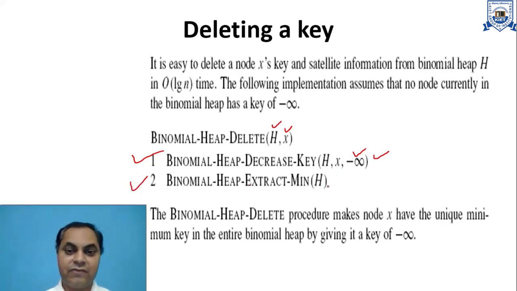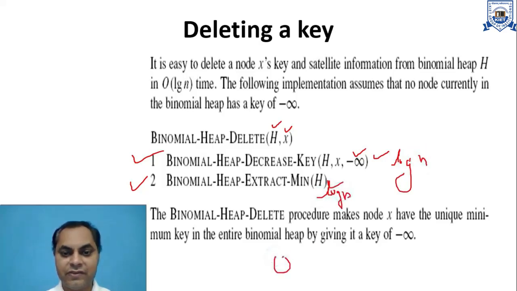What it does is remove the minimum key. We have already discussed it. So these two algorithms are already discussed, and this new algorithm, Binomial-Heap-Delete(H, x), uses only these two algorithms, and the complexity of each of these algorithms is log n. And this is again log n. So the complexity of this algorithm is log n.